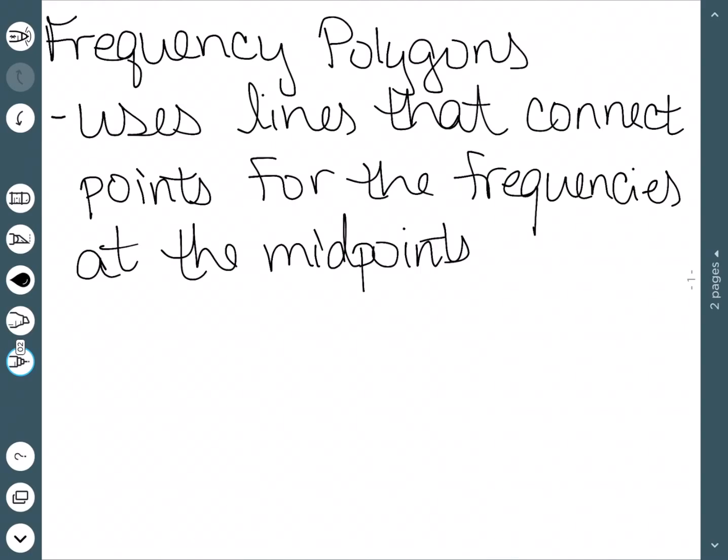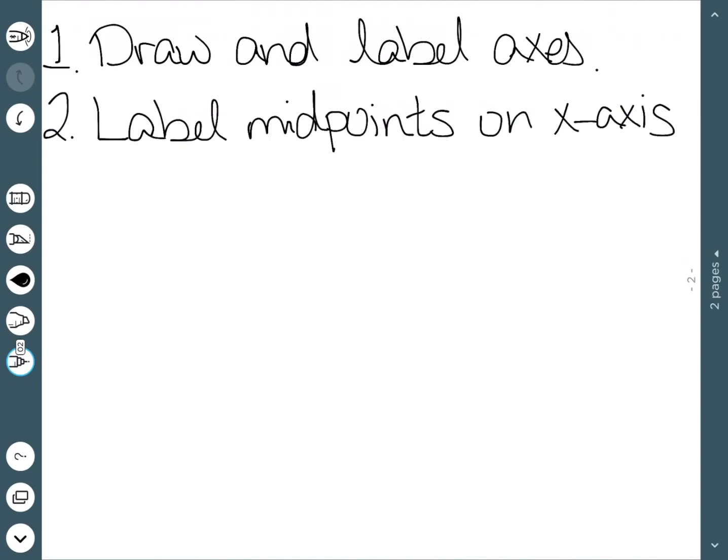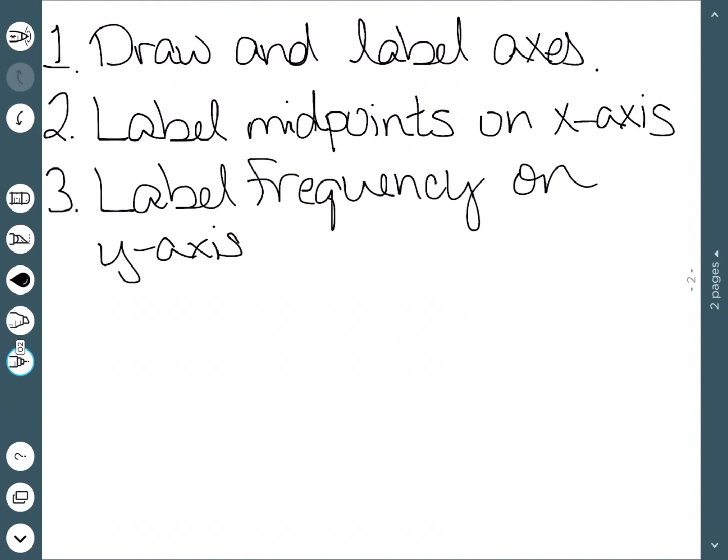So now that we have the basic ideas, let's talk about how to do one, and then we'll actually give an example. Our first step is going to be the same as histograms: we draw and label our axes. However, what we label is slightly different. This time we're going to label the midpoints on the x-axis rather than the class boundaries. We'll still label the frequency on the y-axis, and just like with histograms, we can also label relative frequency if we'd prefer to use that.